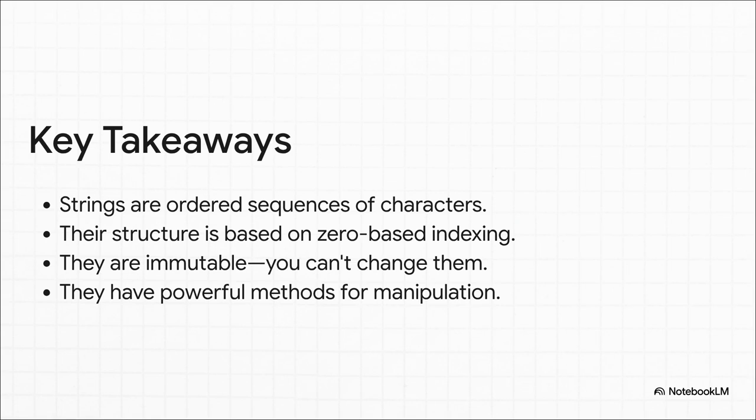All right, so let's just quickly pull it all together. What did we learn? 1. Strings are just ordered sequences of characters. 2. They're built on that zero-based indexing. Always remember the mailboxes start at 0. 3. They're immutable, which means you can't change them, you just make new ones. And 4. They come with this awesome toolkit of methods to get stuff done.